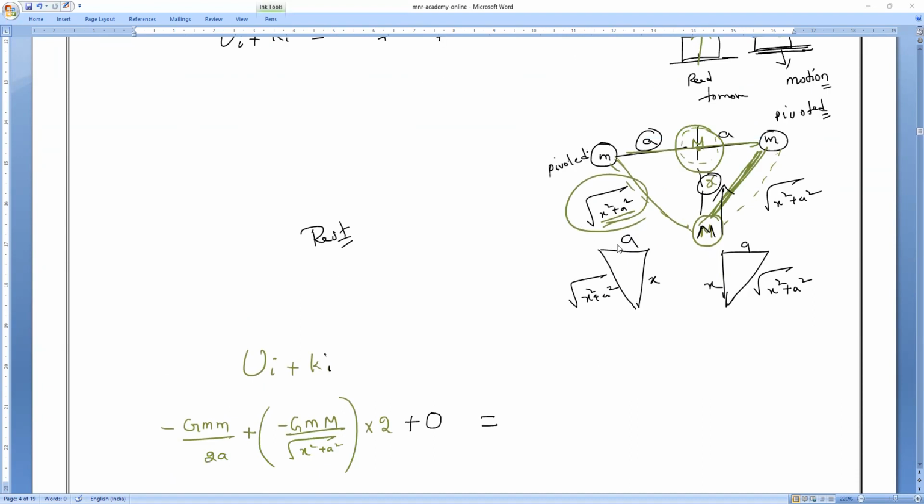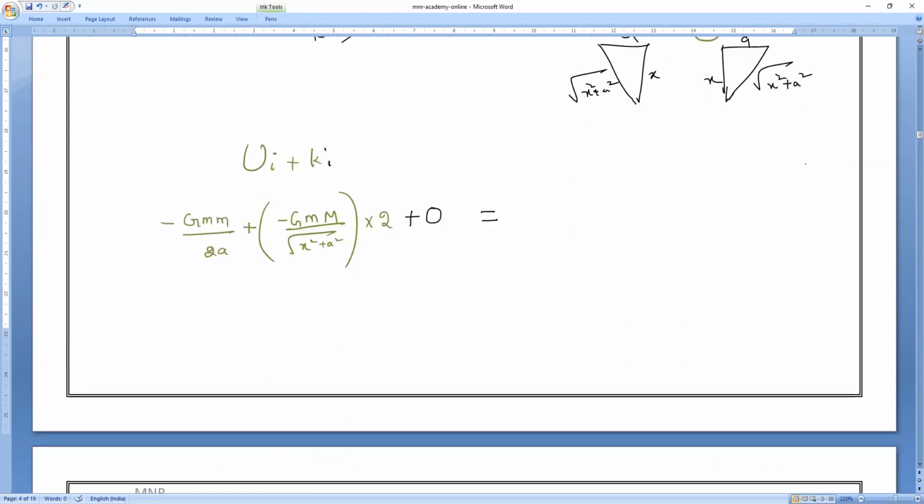Can you tell me what is the final potential energy? This body came here, that is the point P, and these bodies remain constant. So these two bodies, if I consider, the potential energy is the same: minus G into small m into small m divided by 2A. Clear? Of course, this is also minus, this is also minus. Am I right or wrong?